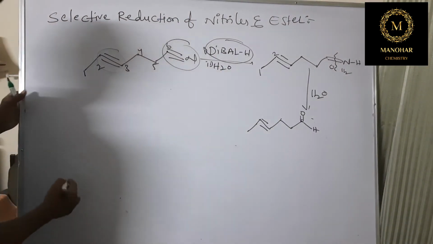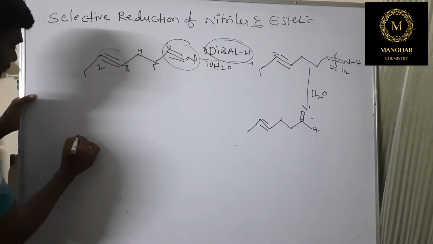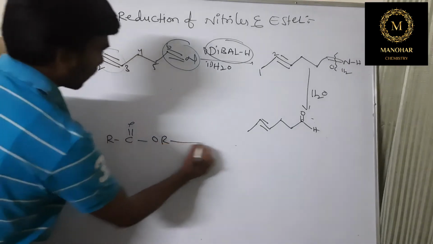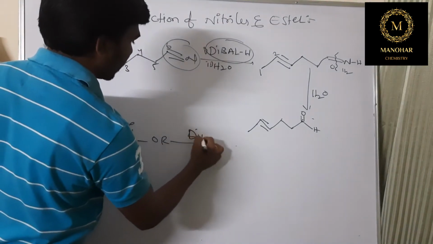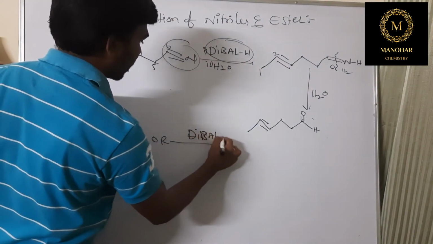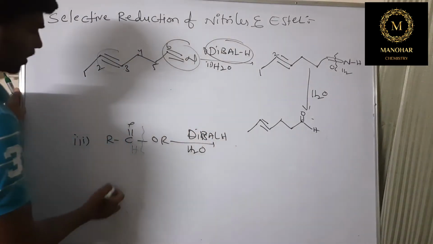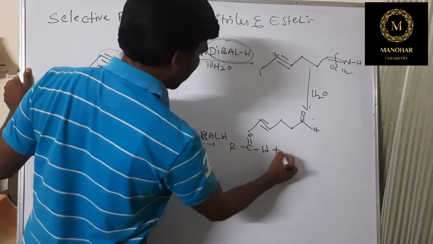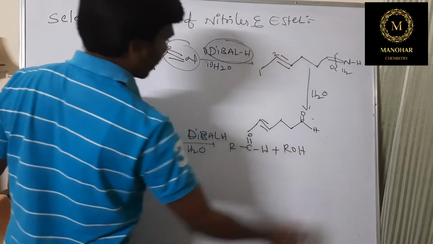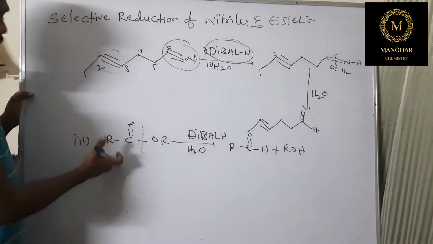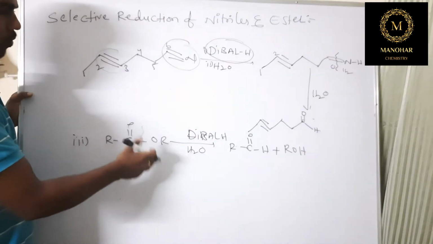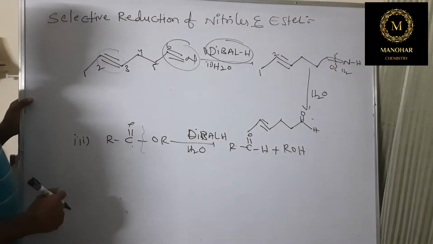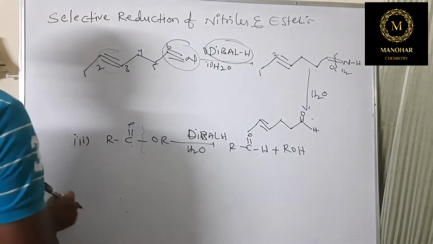Okay. Next I am taking an ester example. The ester formula is RC double bond OR. If I am taking DIBAL-H here, followed by hydrolysis, it will form RC double bond OH, that is an aldehyde, plus ROH, an alcohol. You can take any example. Instead of R you can take any alkyl group and produce an aldehyde and an alcohol. So this is about selective reduction of nitriles and esters.